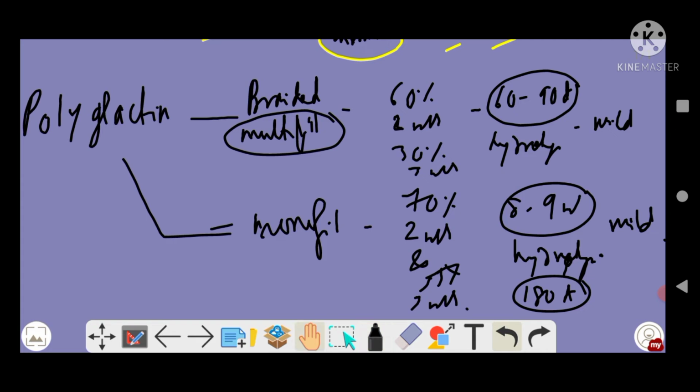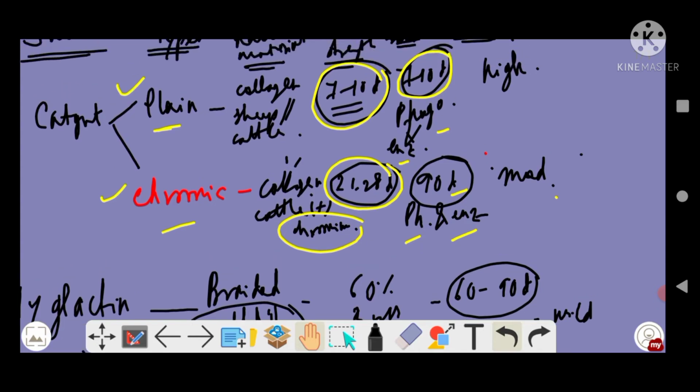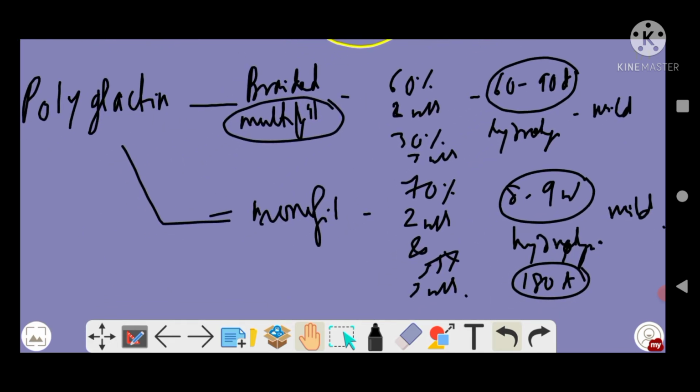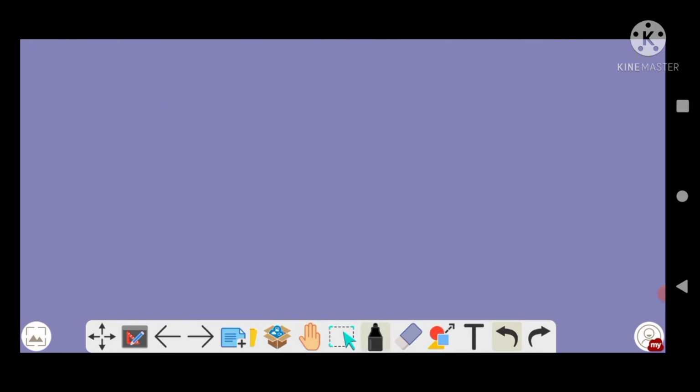So we saw that the process involved in absorption of catgut is phagocytosis and enzymatic degradation, whereas for polyglactin, the process involved for absorption is hydrolysis. All right, let's move on.